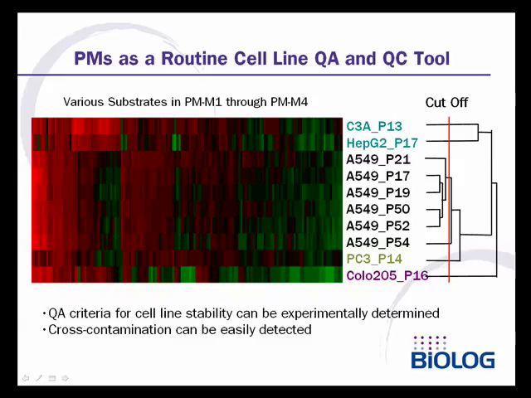Within the A549 cell cluster, we can examine further the effects of multiple passages. As noted here, the A549 cells display substantial stability from passage 17 to 52, but by passage 54 there is a substantial shift detected in the metabolic phenotype.